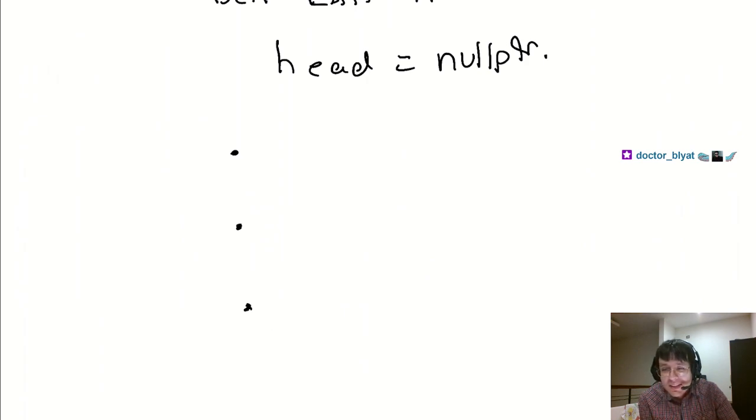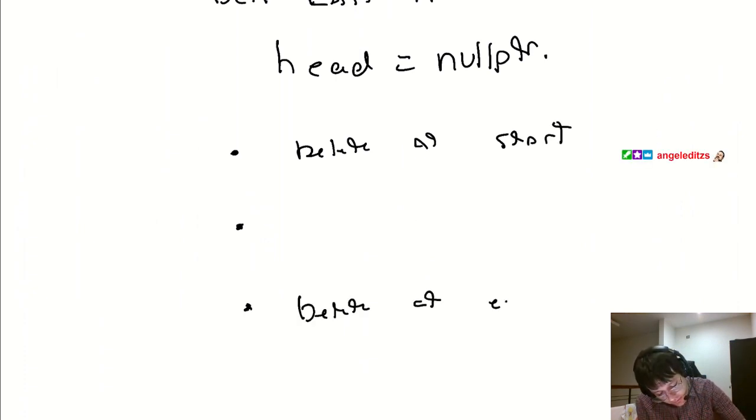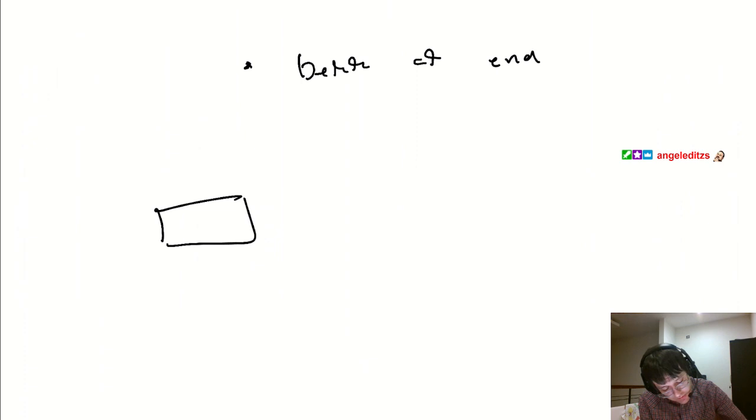Okay. So the other 3 deletions are delete at start, delete at end, and middle, basically. So let's just draw some pictures for that.